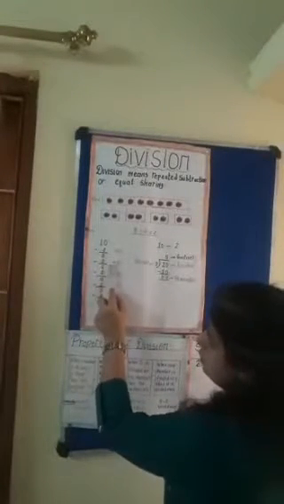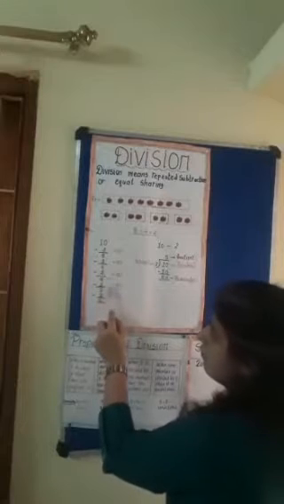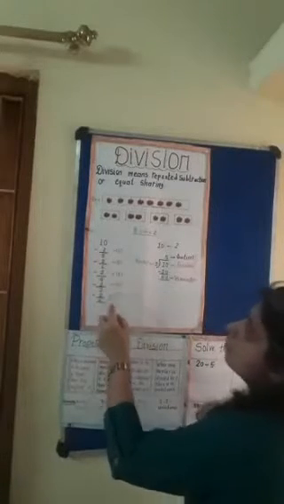How many times we have done the subtraction of 2 here? 1, 2, 3, 4, 5. We have done the subtraction of 2 here for 5 times. This is an example of repeated subtraction.